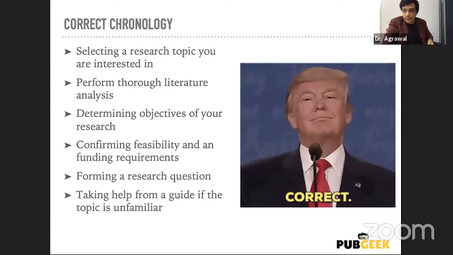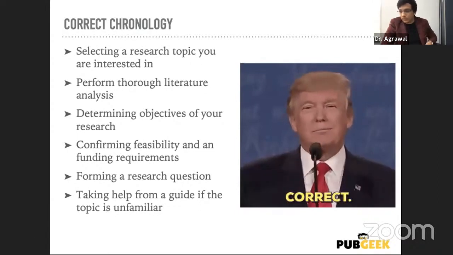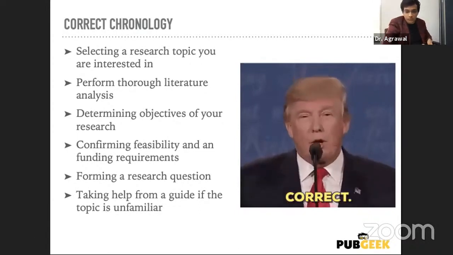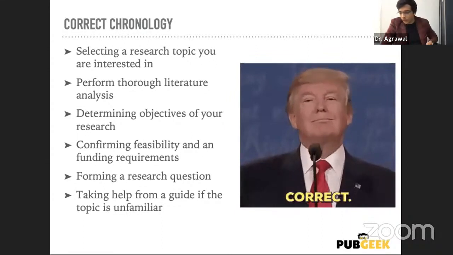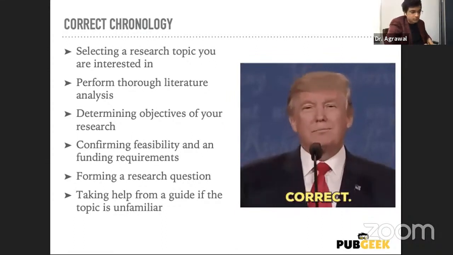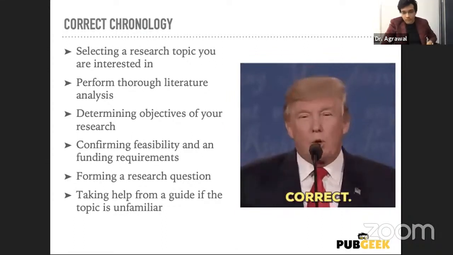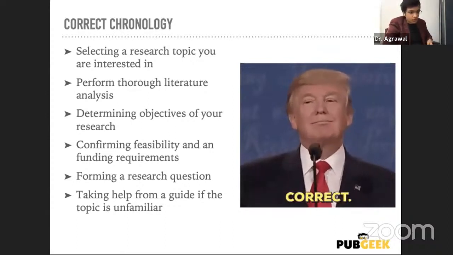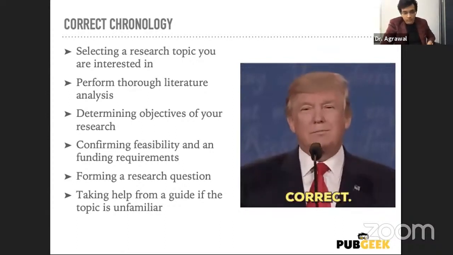Another question regarding funding. For medical students who are just in second year, it's obviously difficult to find funding. What are different ways in which, or maybe are there any platforms that support research by medical students?